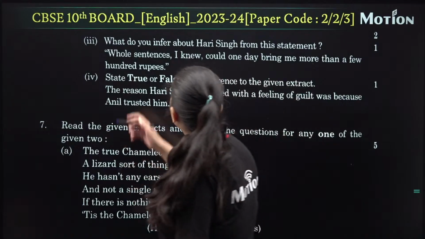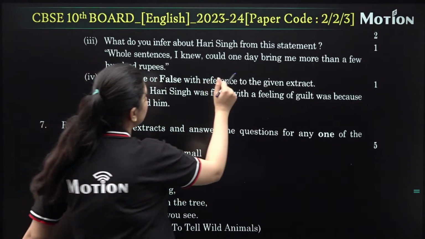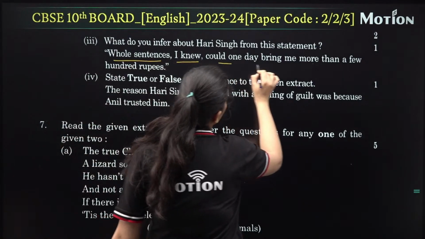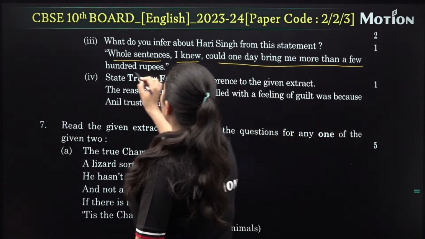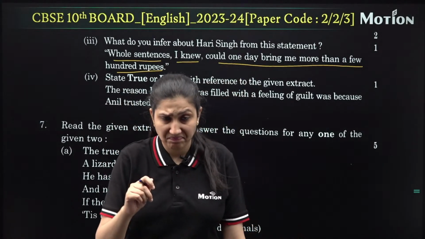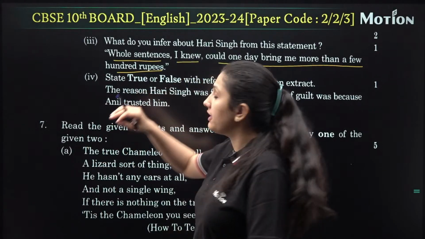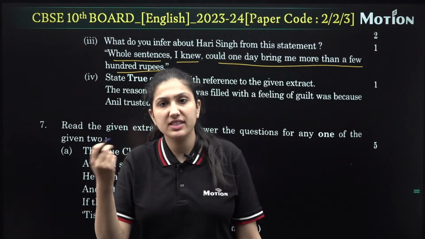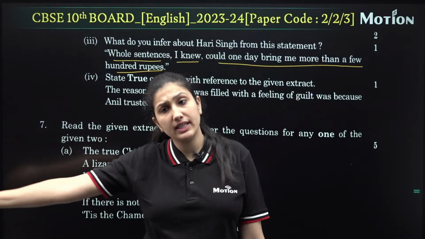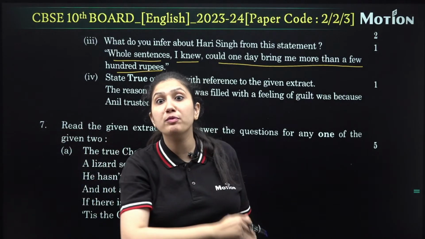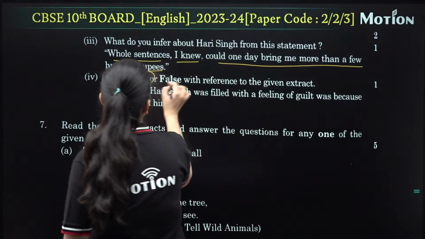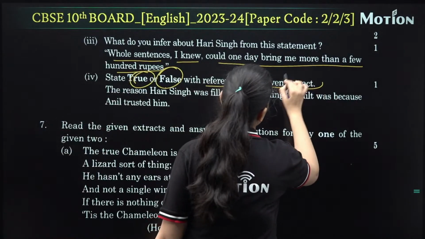Next question. What do you infer about Hari Singh from this statement? "Whole sentences I knew could one day bring me more than a few hundred rupees." Alright, whole sentences. यानी कि अगर he learns how to write, अगर वो बच्चा सीख जाता है कैसे लिखना है, तो he can earn more, he can get more money than even he had robbed from Anil at the moment. No. So straight true or false with reference to the given extract.